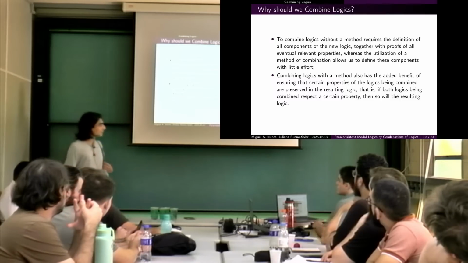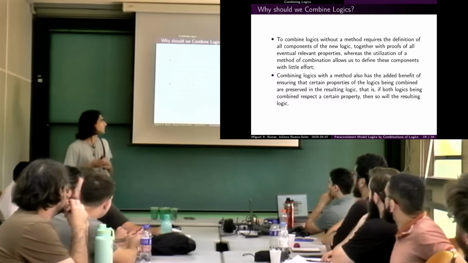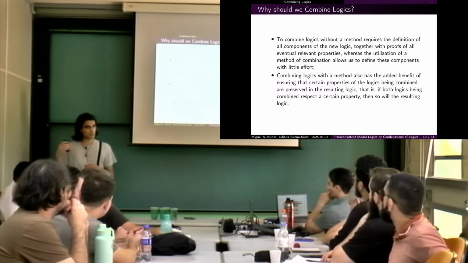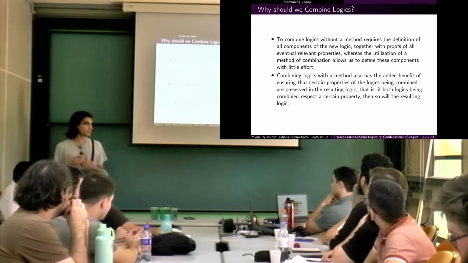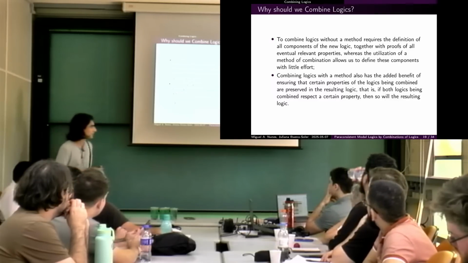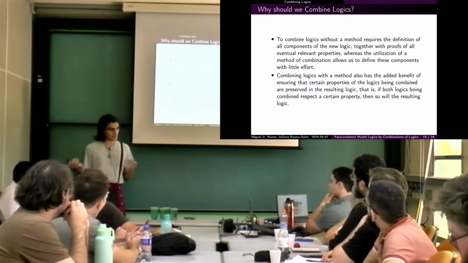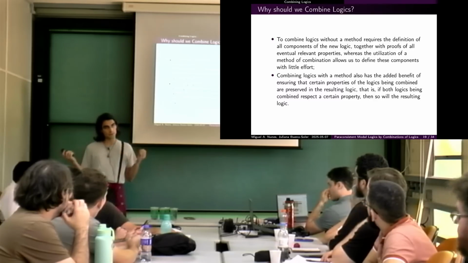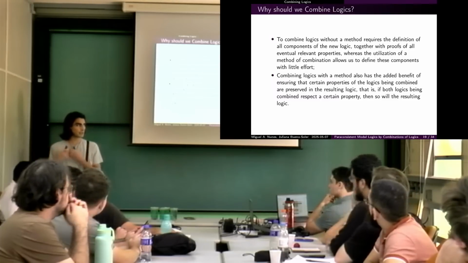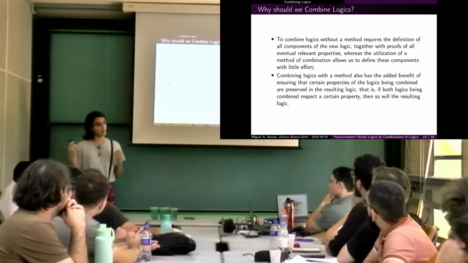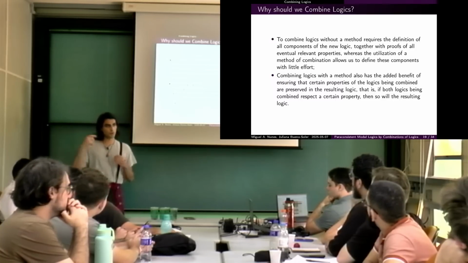Whereas combining logics with a method has the benefit of giving us almost immediately all these components, and also ensuring that certain relevant properties are preserved by the method. This means that when I combine logics with a method, say algebraic fibring, I know that if these logics respect some basic restrictions, then the resulting logic will respect the properties that both basic logics respected. For example, if both basic logics are sound, then so will be the resulting logic.